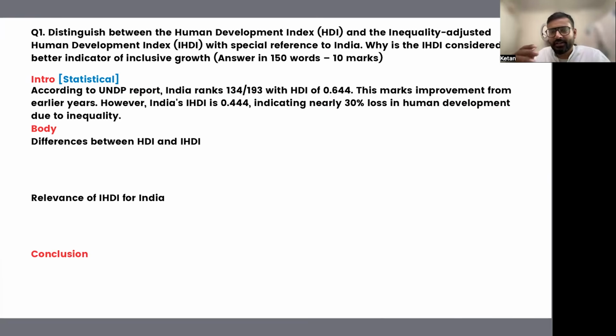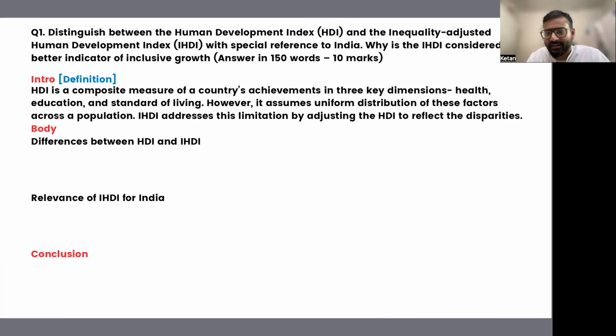Now, another type of introduction can be a very straightforward definition-based introduction. So you can just define what is HDI, IHDI. Okay, so if you don't have data or you don't have a historical understanding of how this has come to be, a straightforward definition also works. So the Human Development Index is a composite measure of countries' achievement in three key dimensions. Now, this I expect all of you to know; at least the Human Development Index you should be aware of. So three key dimensions: health, education, and standard of living.